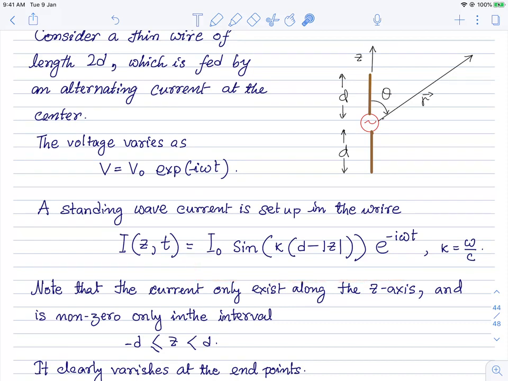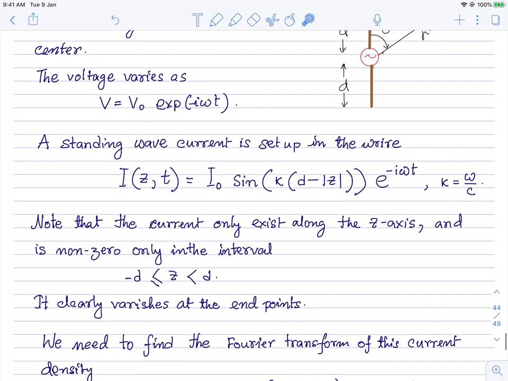And now the job is very simple. For this current, because it is fluctuating, what is the radiation that this produces? So this is, let's say, an antenna in broadcast mode. It is going to broadcast some radiation. Okay, so let us see what kind of radiation it broadcasts.